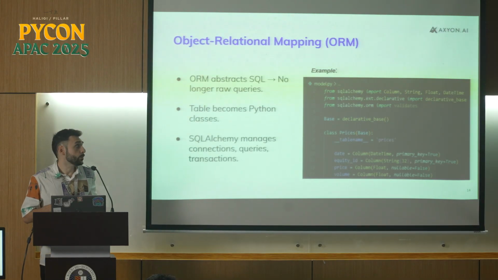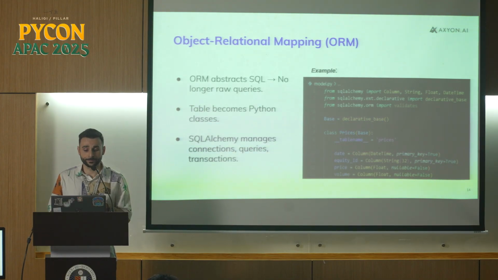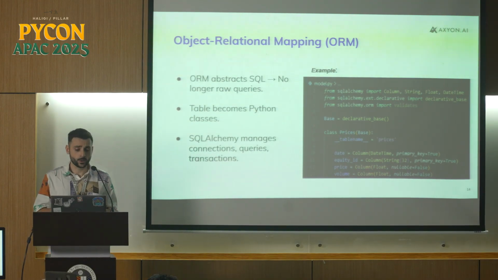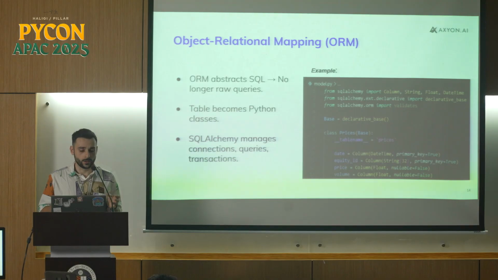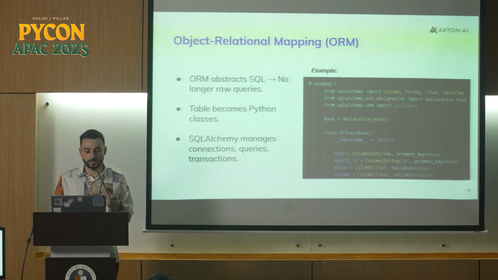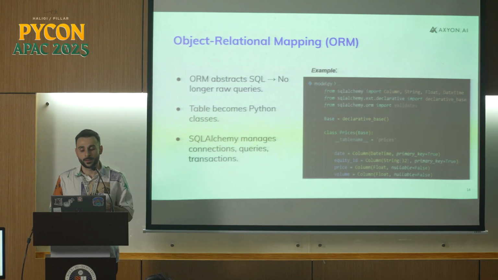So the last thing we need to get familiar with before starting with migrations is ORM. ORM is a way to abstract from raw SQL queries. So we don't deal anymore with long raw queries in our code. We just use Python objects, so it's more intuitive. And thanks to SQLAlchemy, we can manage connections, transactions, queries in a very easy way.